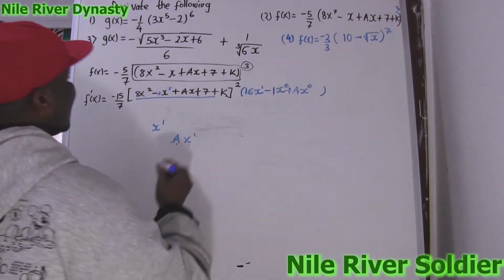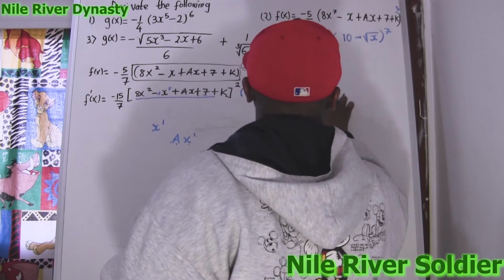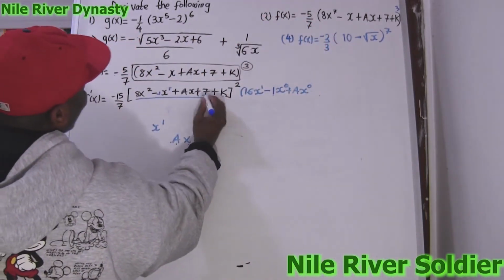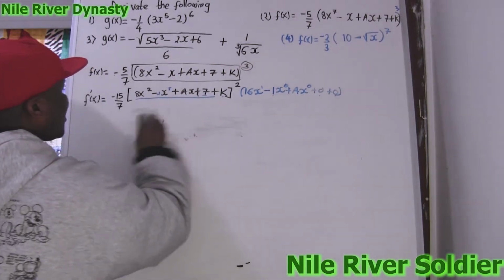Now we go for the last one. This number does not have an x. So when you differentiate, it's going to be 0 plus 0. And even this one does not have an x. So when you differentiate, it's going to be 0. So it's going to be plus 0 plus 0. And we're done. What we're going to do now is rearrange your question well.